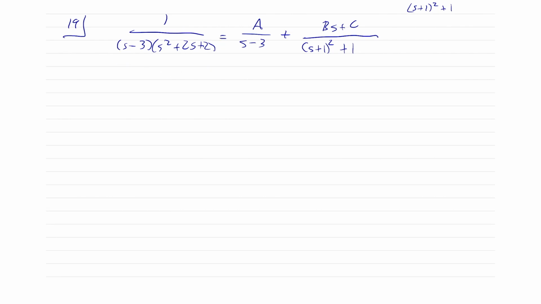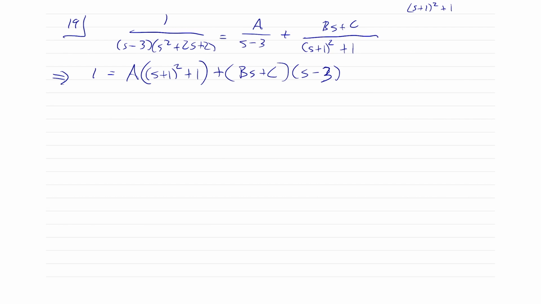So, figuring out what A, B, and C are, we're going to multiply both sides by this, and so what that gives us is that we have 1 is equal to A times s plus 1 squared plus 1, and then plus Bs plus C times s minus 3.